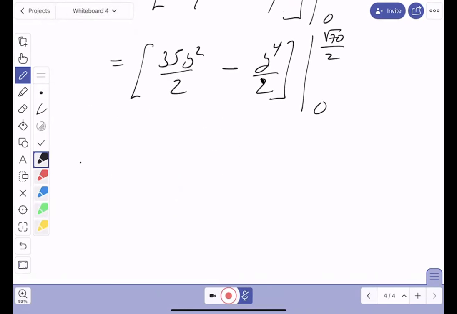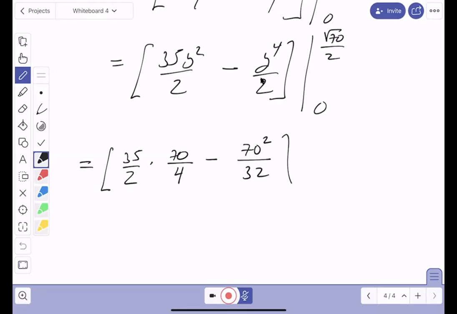I think I can handle it. And let's write this down. So upper limit, 35 halves times root 70 squared, which is 70, over 2 squared, which is 4, minus, ooh, this one's going to be tough. That's going to be 70 squared. And then you get 2 to the 4th power. 2 times 2 is 4, 8, 16. That's 32. Lower limit, that's nice, 0.